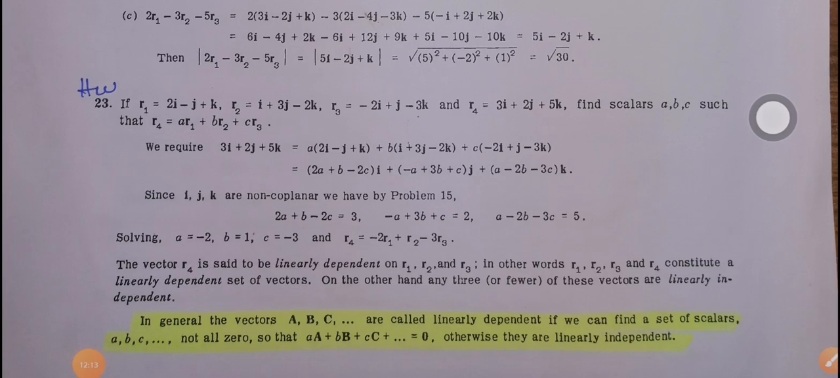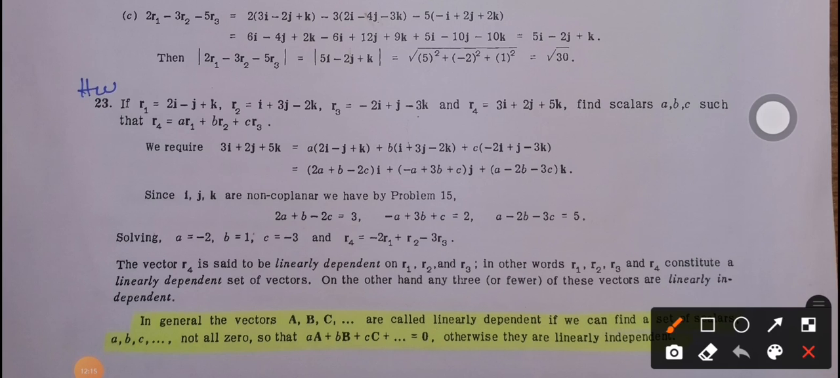Here we have question number 23, in which r1, r2, r3 and r4 are particular defined vectors, and we have to find the scalars a, b and c so that they satisfy this equation. We simplify the equation by putting in the values of r4, r1, r2 and r3, and then we add the x components of all the vectors, then the y components, then the z components. So here are the x, y and z components of the resultant vector.